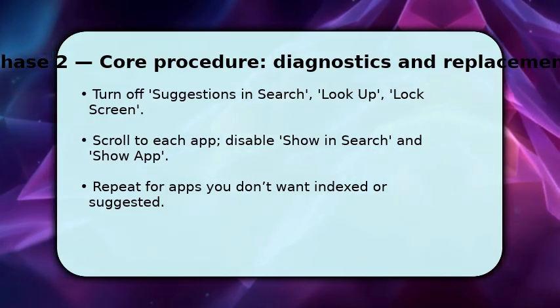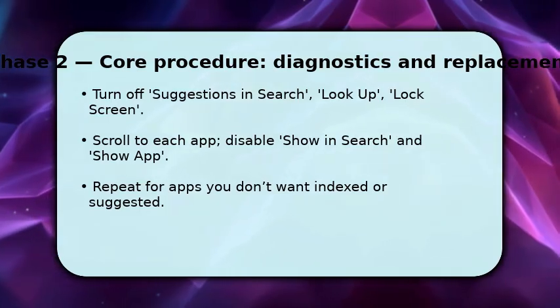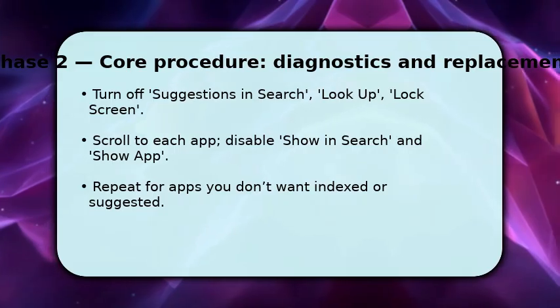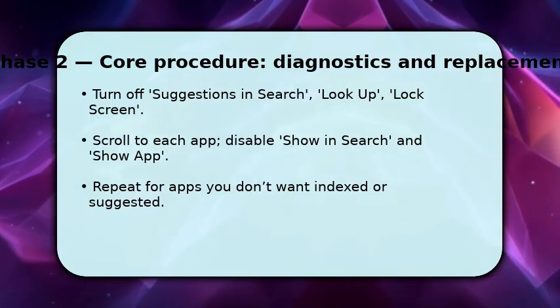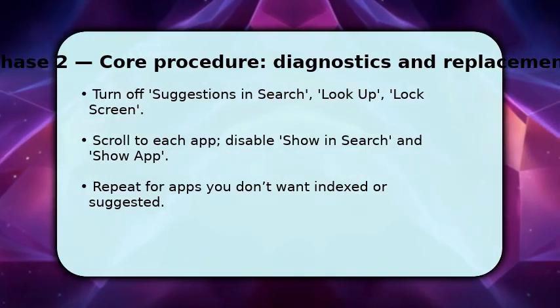Do this deliberately. Some apps are nested, so make sure to open each app entry. After you finish the list, Spotlight will have far fewer results and suggestions. To complete the process, restart your iPhone so the system rebuilds its index without the disabled items.